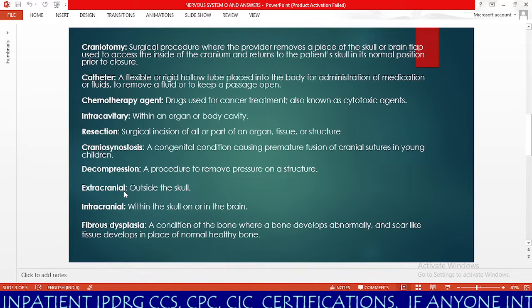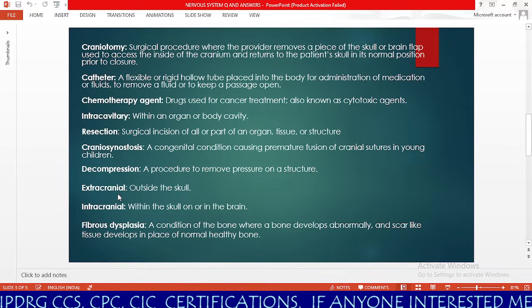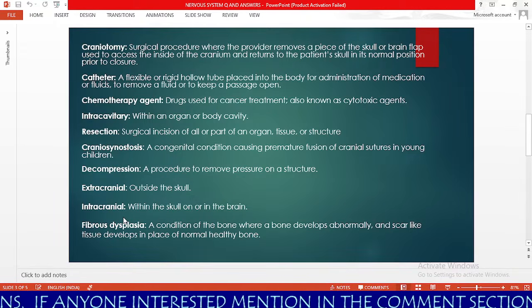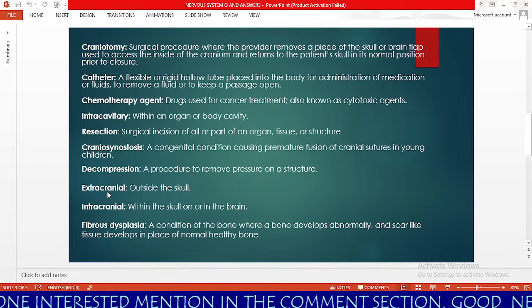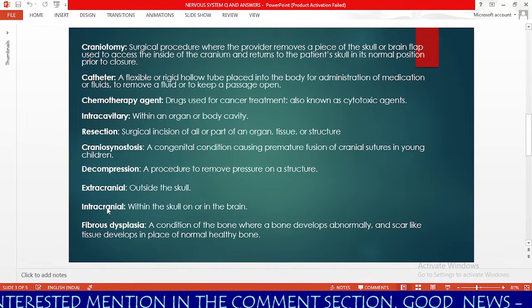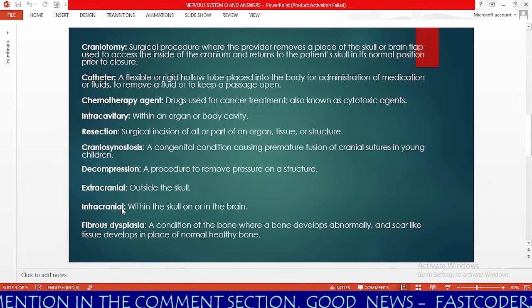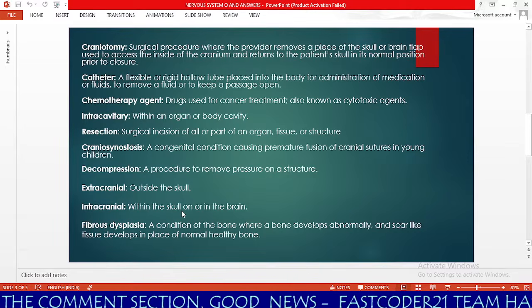Next one is extracranial. Extra means outside, cranial means skull, so extracranial means outside the skull. Next one is intracranial, within the skull or in the brain. Extra means outside, intra means inside. So extracranial means outside the skull, intracranial means inside the skull or brain.